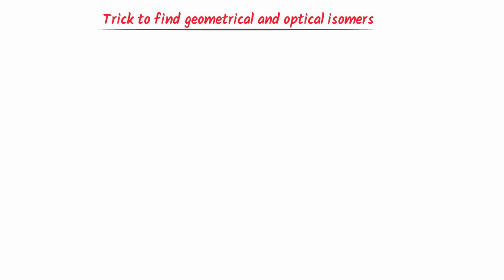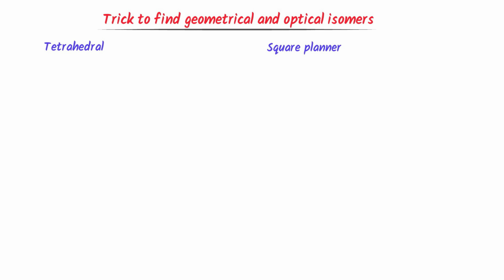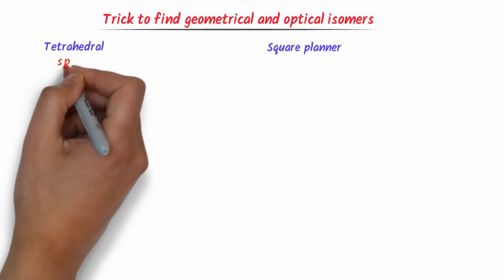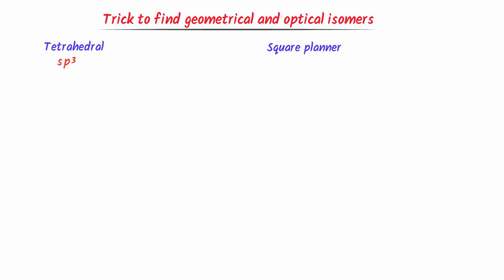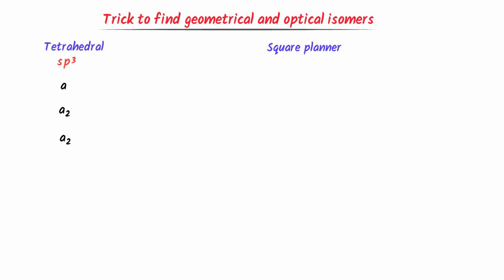Now I will teach you my personal trick to find geometrical isomers and optical isomers of tetrahedral and square planar complexes. Remember that their coordination number is 4. We know that in tetrahedral geometry, the hybridization of complexes is sp3. Now listen carefully. I write A, I write 2 times A2, A2. Then I write A3, and lastly A4. Here I write BCD.